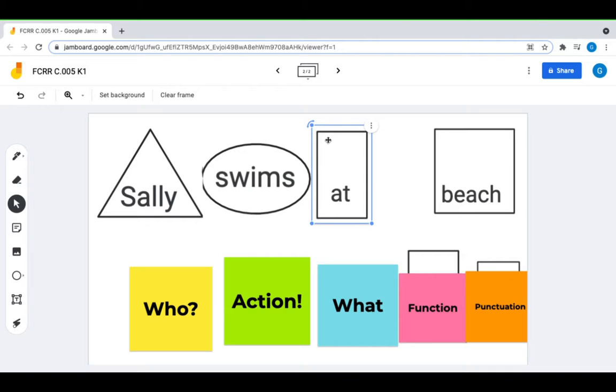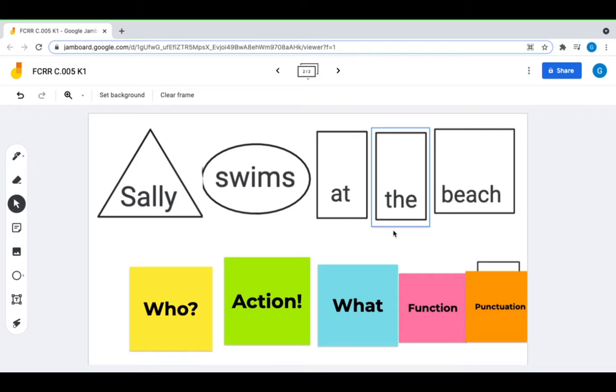Sally swims at the beach? Maybe. Let's see if that's what's coming up. Let's bring up the, oh, you were right. Sally swims at the beach. Okay, Sally swims at the beach. Is that a complete thought? It definitely is, because we have the who, we have a do, and now we have even more information. We know where. Sally swims at the beach.